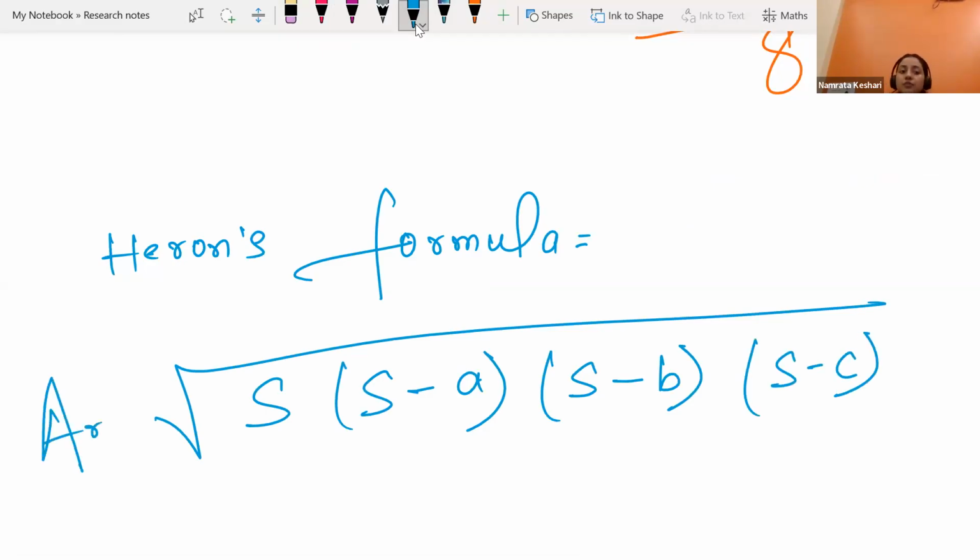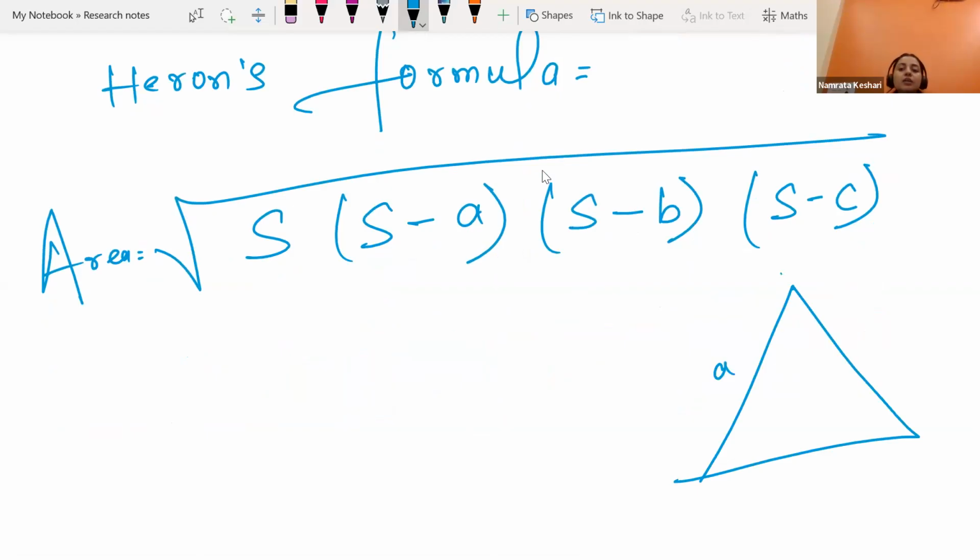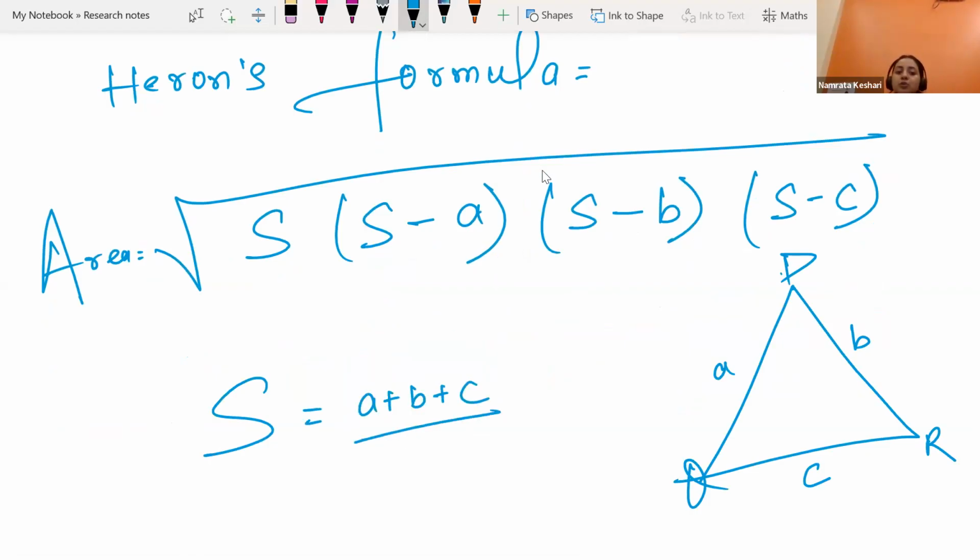With the help of this formula, we'll be getting the area. Now, in this formula, what is A, what is B, what is C? Let me explain it. A, B, C are nothing but just the sides. Suppose we are having a triangle PQR. Side PQ is A unit, side PR is B unit, side QR is C. Okay, these A, B, C are just the length of the sides. What about this S? S is the semi perimeter. Okay, S means A plus B plus C by 2.